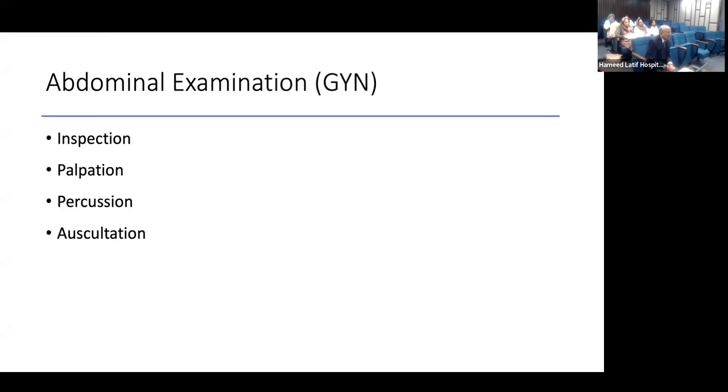Auscultation in abdominal gynecological examination is not something which one would do. This is not really part of that. So you can strike out auscultation here.